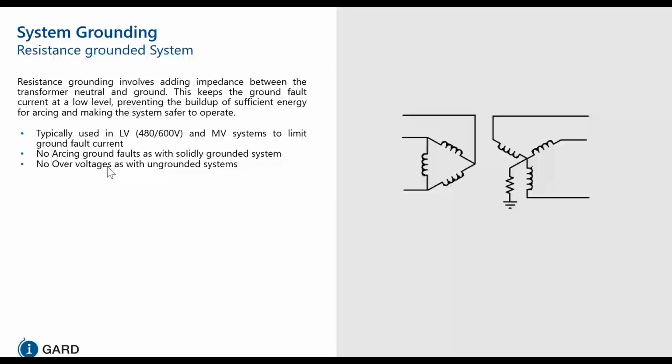The advantage of a resistance grounded system is that there are no arcing ground faults as with a solidly grounded system, and no overvoltages as with an ungrounded system. So it has its advantages over both. With a solidly grounded system, you can run with a ground fault on it all the time, but you should eventually find where the fault is and rectify it. With an ungrounded system, if you want process continuity, you would put a resistor in there, not to increase process continuity, but to help you find the ground fault and clear it as quickly as possible.